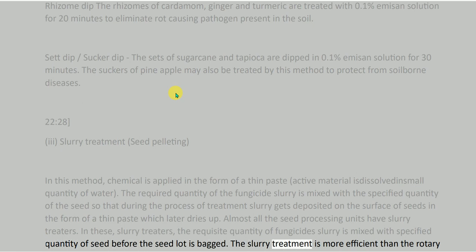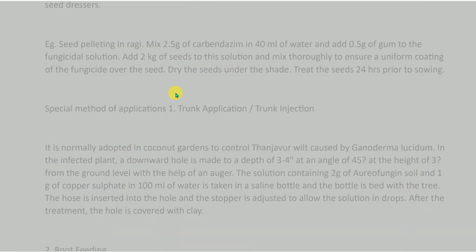E.g. seed pelleting in ragi. Mix 2.5 g of carbendazim in 40 ml of water and add 0.5 g of gum to the fungicidal solution. Add 2 kg of seeds to this solution and mix thoroughly to ensure a uniform coating of the fungicide over the seed. Dry the seeds under the shade. Treat the seeds 24 hrs prior to sowing.